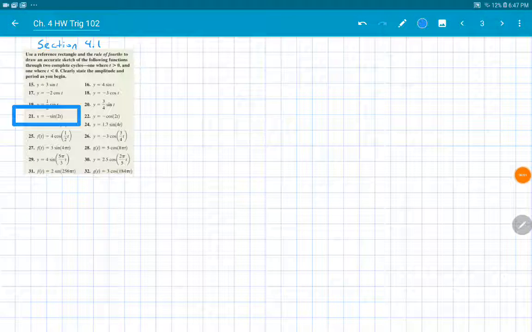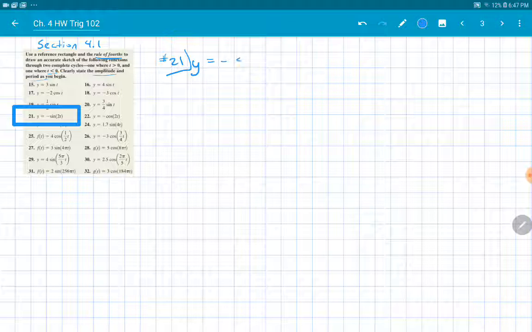In this homework of section 4.1, we're going to use the reference rectangle and the rule of fourths to draw an accurate sketch of the following function. And we want two cycles, one where t is greater than 0, one where t is less than 0. And I need to state the amplitude and the period as you begin. So number 21, we have y equals negative sine of 2t.